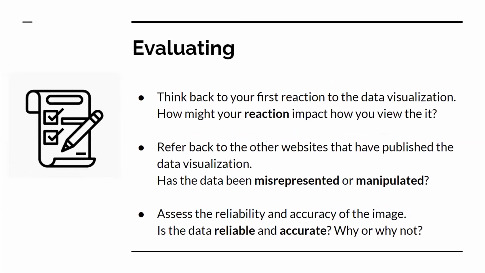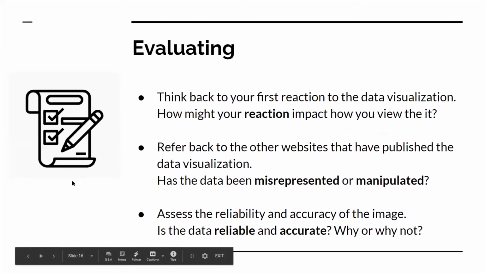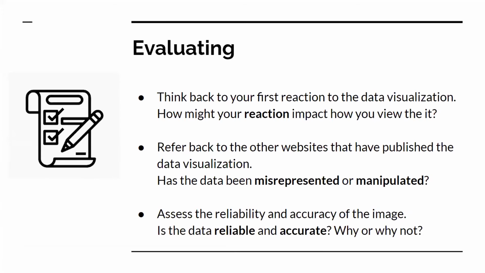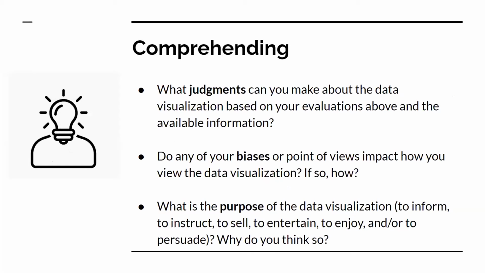The third step is evaluation. So think back to your first reaction to the data visualization, and then I have the students evaluate how might their reaction impact how they view it. So first they've identified what their reaction is, and now they're thinking about how that reaction impacts their viewership. Referring back to the other websites, if it's been published in multiple places. So has the data been misrepresented or manipulated? And then assessing the reliability and accuracy of the image, right? So is the data reliable? Why or why not?